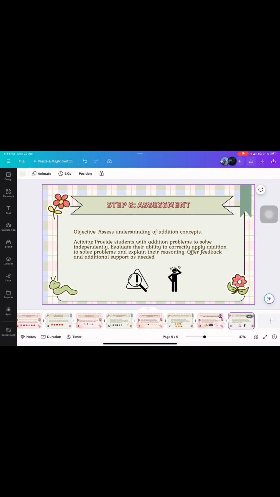And the last step, which is the eighth step, is assessment. What is the assessment objective? The objective is to assess understanding of addition concepts. Activity: provide students with addition problems to solve independently, evaluate their ability to correctly apply addition to solve problems and explain their reasoning, and offer feedback and additional support as needed.